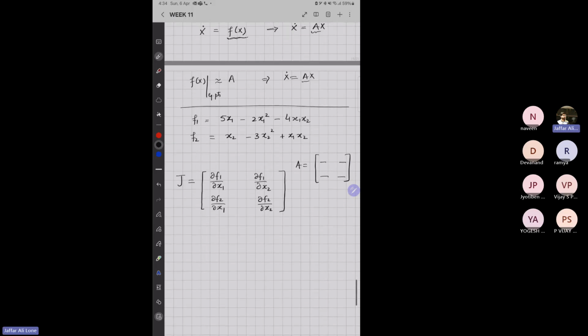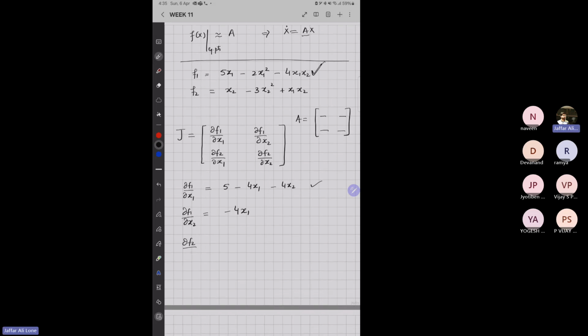So now let's find this del f1 over del x1. Differentiate this with respect to x1. It will be 5 minus 4x1 minus 4x2. Is this correct? 5 minus 4x1 minus 4x2. Similarly, let's find del f1 over del x2. I will again differentiate f1 with respect to x2. So it will be 0, then again 0, then it will be minus 4x1.